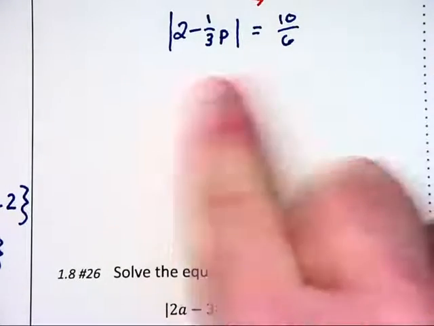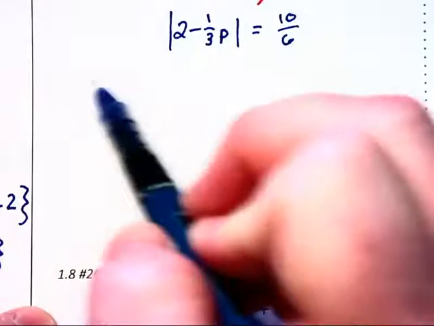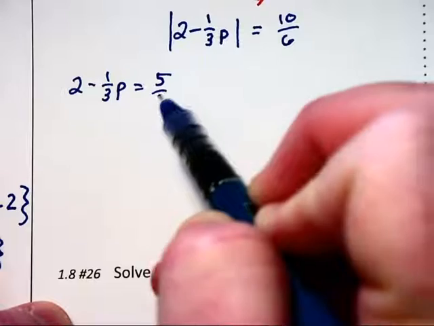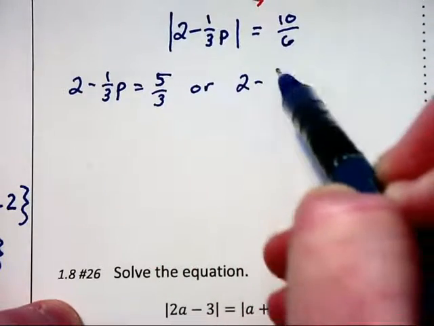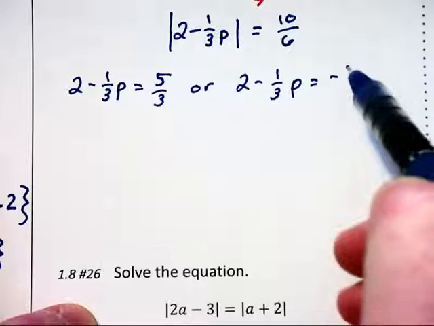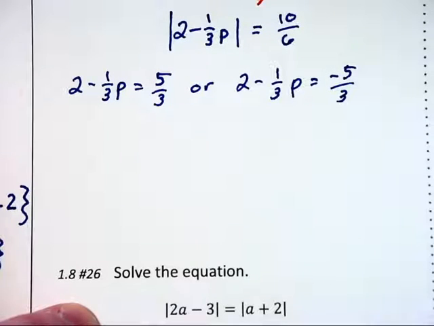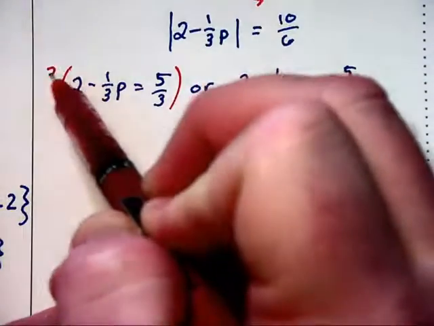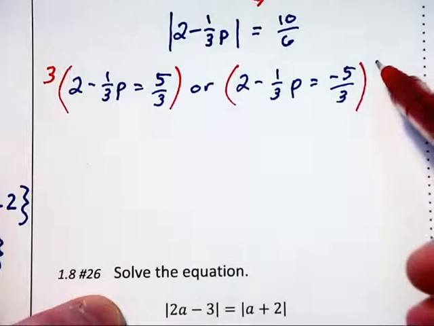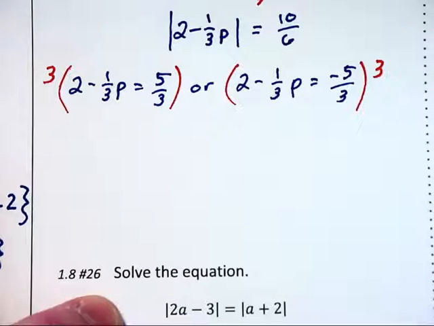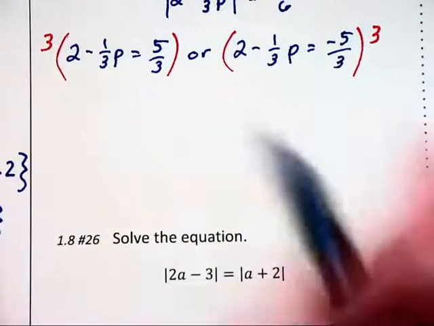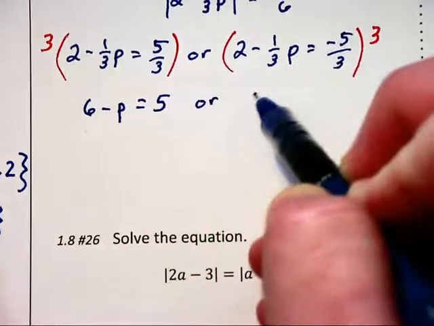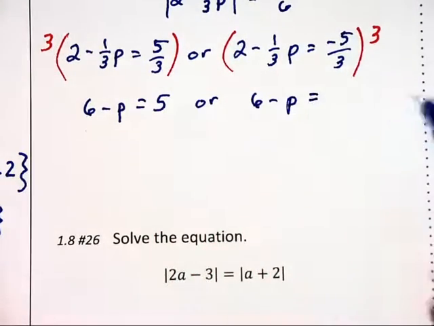When we have an absolute value equal to a number, that can now be split into two equations. 2 minus 1/3 p is equal to 5/3, or 2 minus 1/3 p is equal to negative 5/3. We're going to want to clear the fractions in each of these equations by multiplying through by 3, which is the least common denominator. Our next line will read 6 minus p equals 5, or 6 minus p equals negative 5.